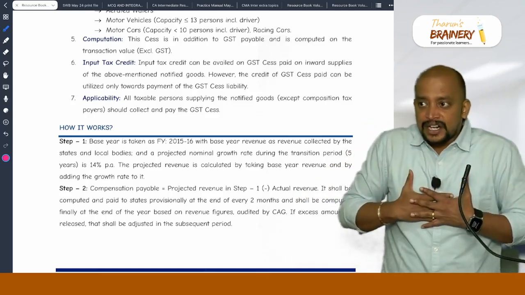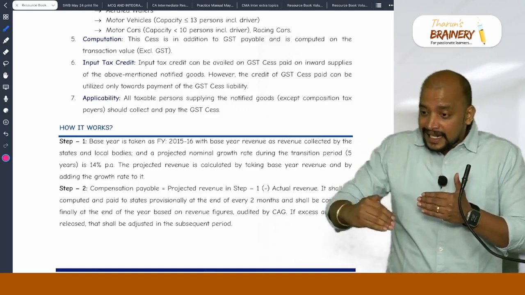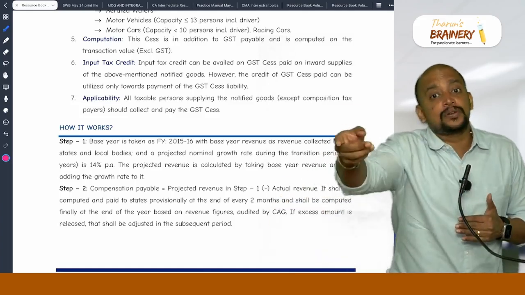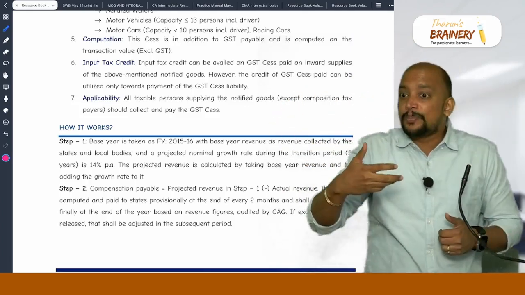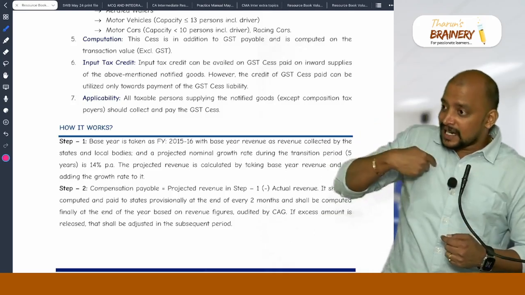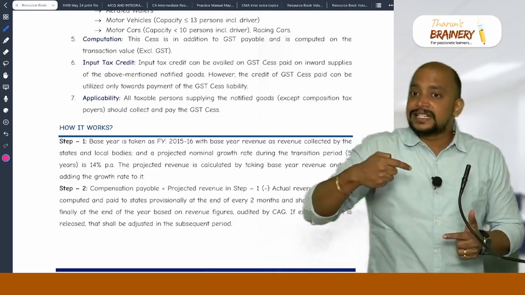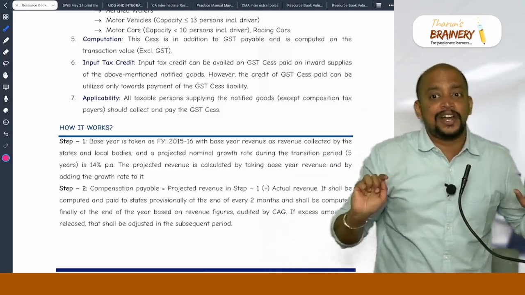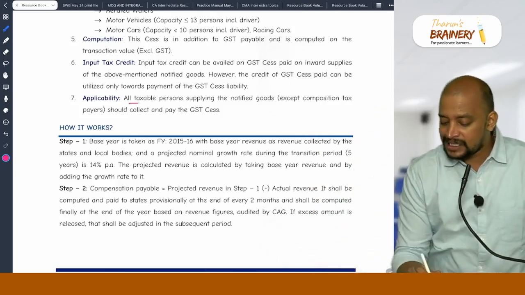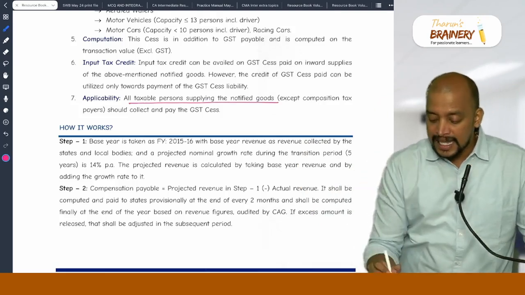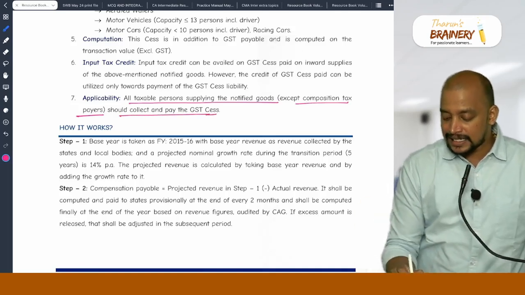So I am a dealer who is covered under composition scheme, and whenever I am selling aerated waters, actually on aerated waters there is compensation cess. Just now we saw that. Now I am a dealer under composition scheme, I am selling aerated waters. Will I charge compensation cess to my customer, or not? I will not charge compensation cess. Please remember, all taxable persons supplying the notified goods except composition taxpayer should collect and pay the GST cess.